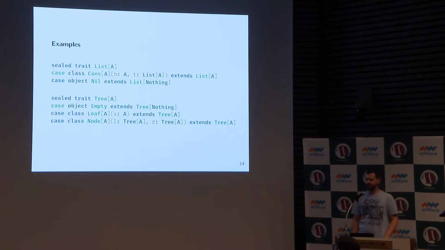List or tree are other examples of algebraic data types. You can notice that here one of the variants contains itself, the type of the ADT. So we can nest them inside each other.